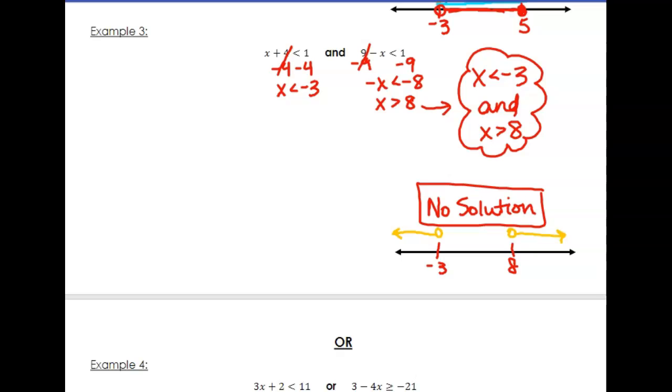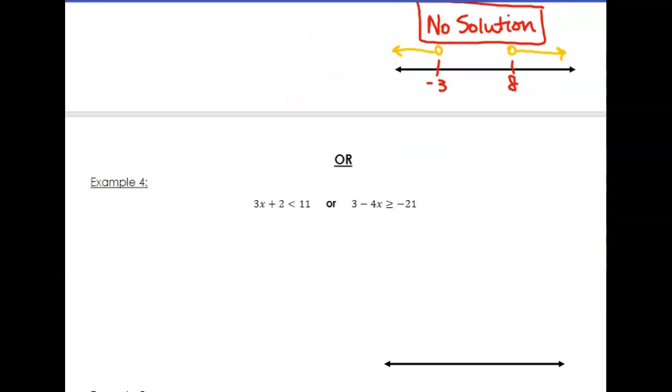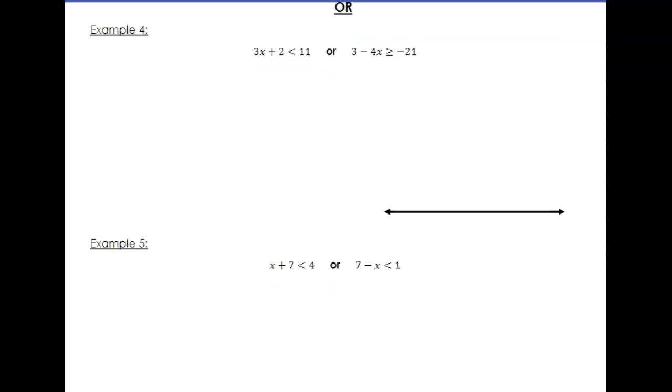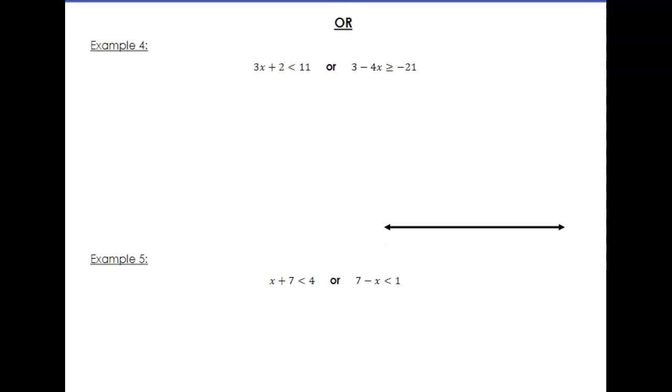Now, I'm going to move to some OR examples. We're going to do the same thing. We're going to do 2 together. And then we're going to do one where you work on your own.